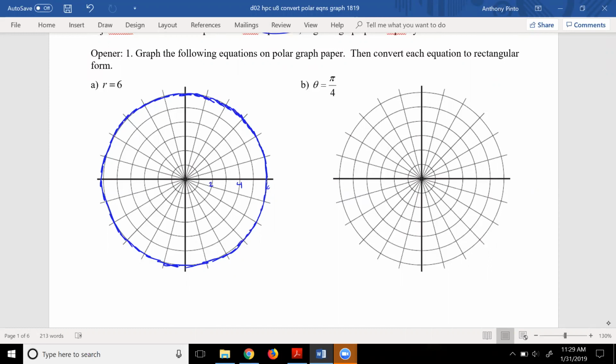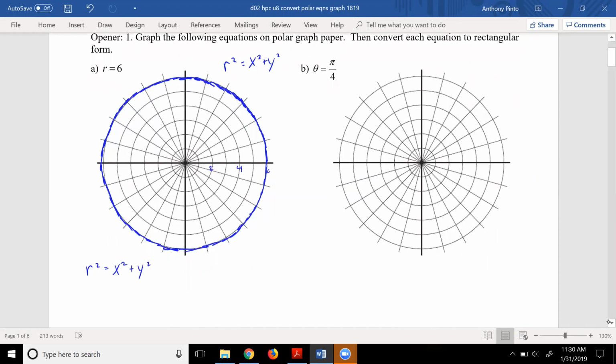And to help us make sense of this, I'm going to remind you of yesterday when we were converting from polar to rectangular or from rectangular to polar. We said that r squared was equal to x squared plus y squared. So writing that down here, r squared equals x squared plus y squared. We know that r in this equation is 6. So 6 squared equals x squared plus y squared. And what we get is x squared plus y squared is equal to 36.